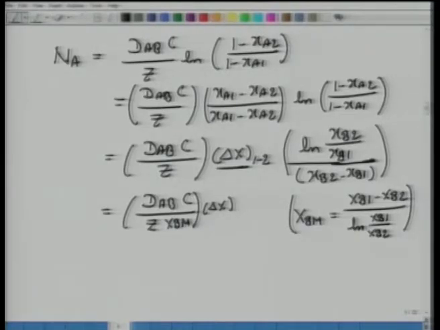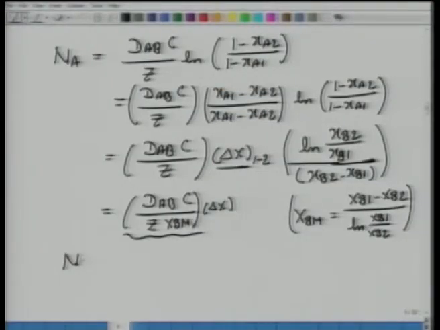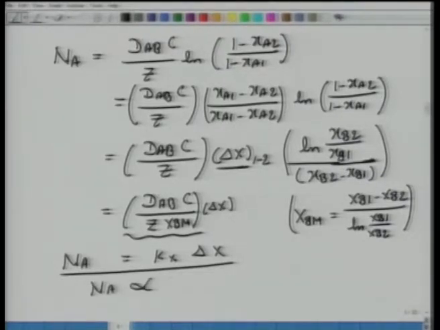Now here comes the concept of mass transfer coefficients. The entire quantity on the left in the parenthesis, we can call it Kx into del x. So what we have obtained here is that the diffusion flux is proportional to del x, and the proportionality constant, which we are writing as Kx, we are calling a mass transfer coefficient.